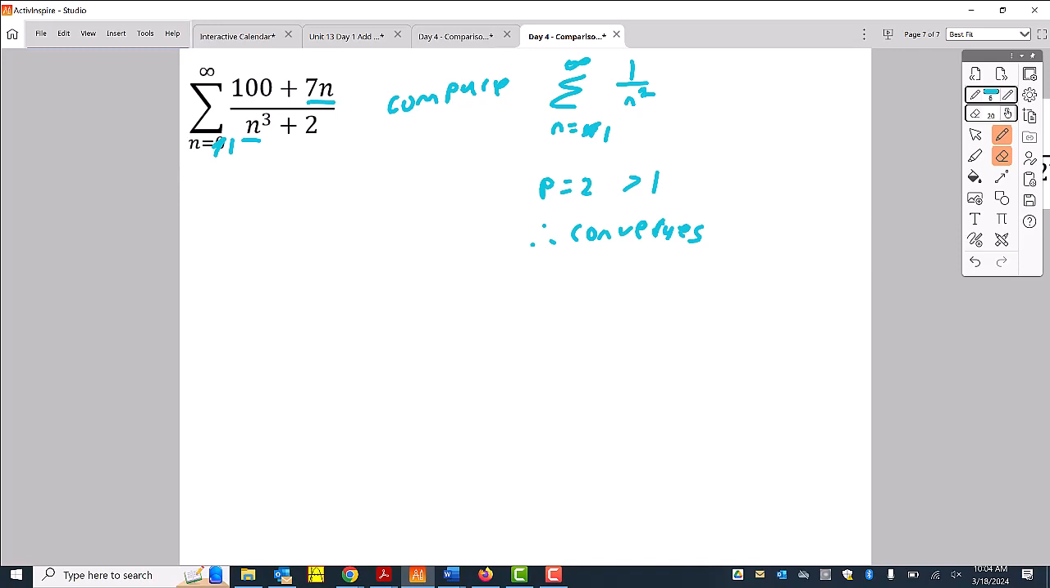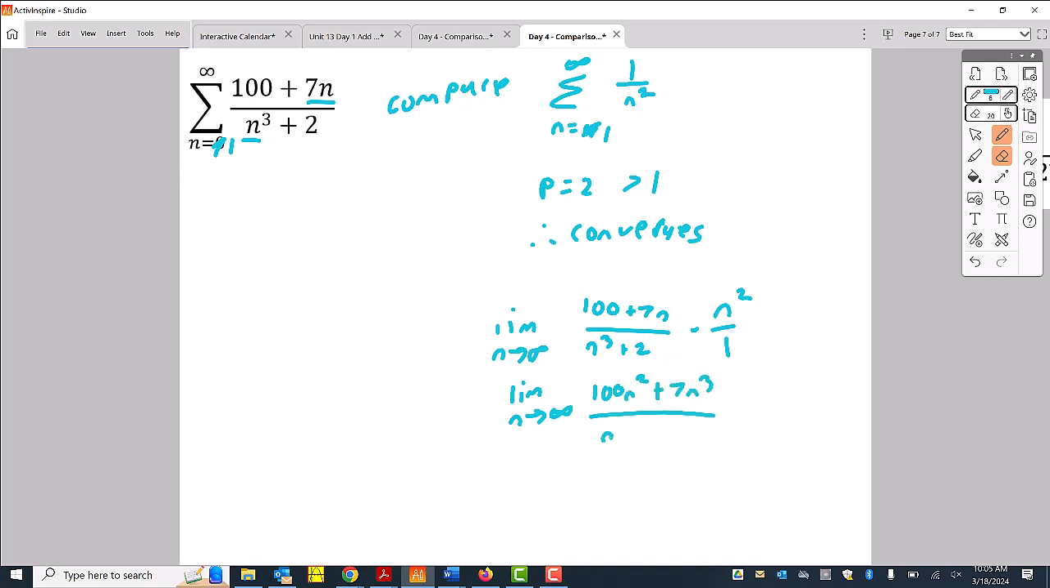So now what we're going to check is the limit when we divide them, so 100 plus 7n over n cubed plus 2 divided by 1 over n squared. Is that a positive finite number? Well, let's go ahead and do it. So when we divide, that's the same as multiplying by the reciprocal. So this is going to be times n squared over 1. So this limit as n goes to infinity of 100 n squared plus 7n cubed over n cubed plus 2. All right, this is just leading coefficient for this limit, so this equals 7. That's a positive finite number.